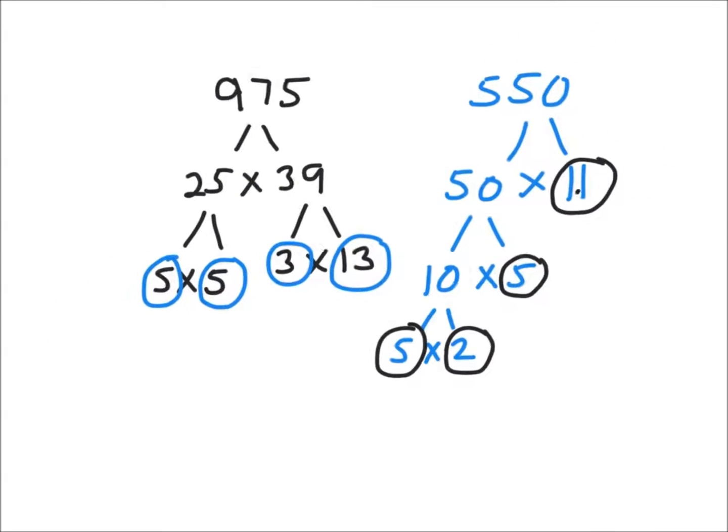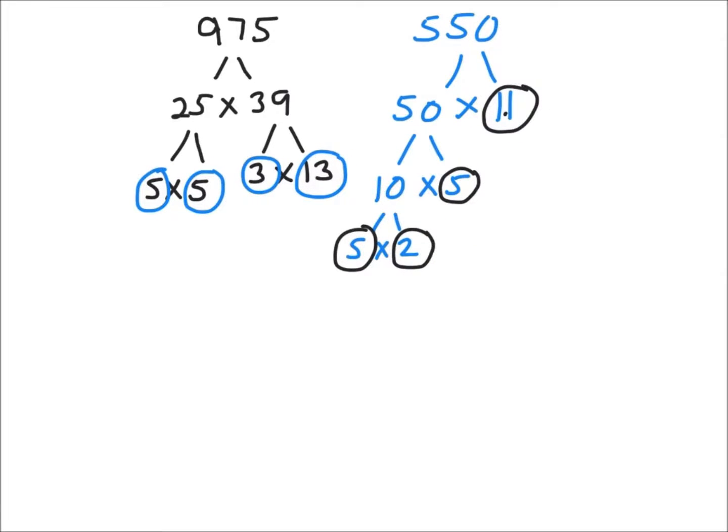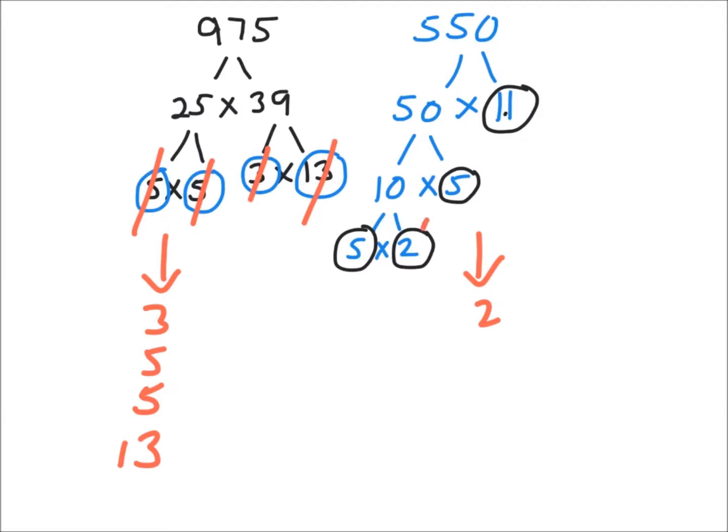Let's shrink the screen. And now let's list the prime factors of each number underneath in red. So 975 in ascending order, smallest to biggest. We've got 3, then 5, then 5, then 13. 550 then. Prime factors, starting with the smallest, we've got 2, we've got 5, we've got 5, we've got 11, and there we are, done.